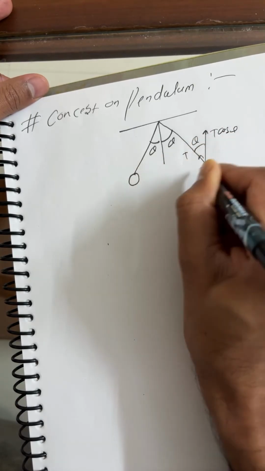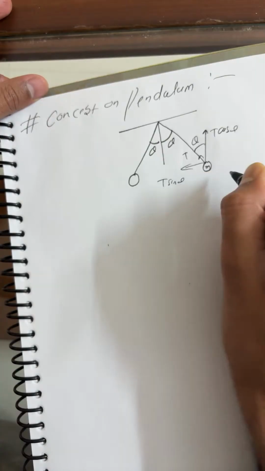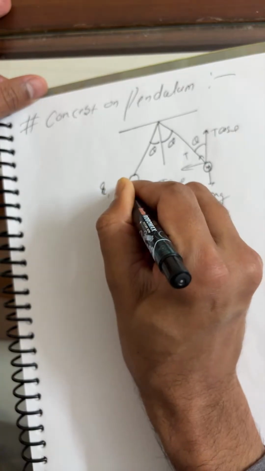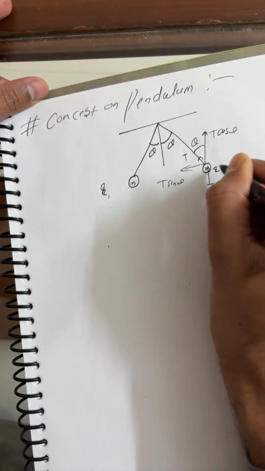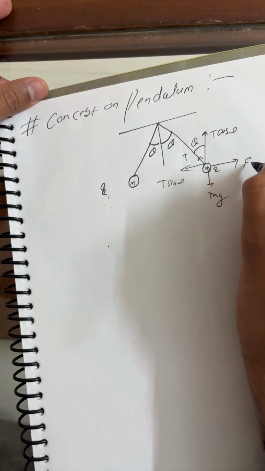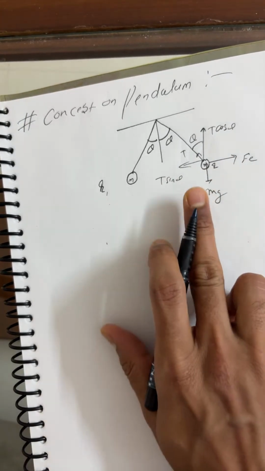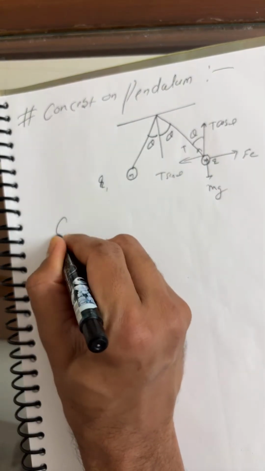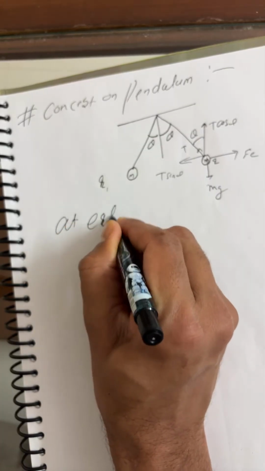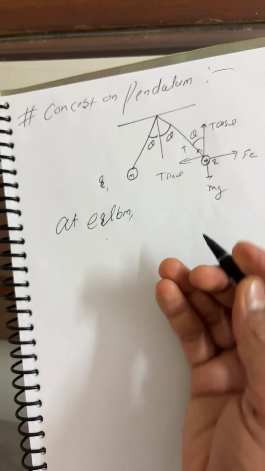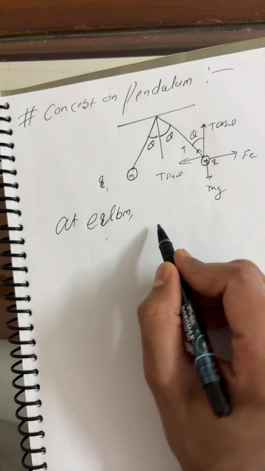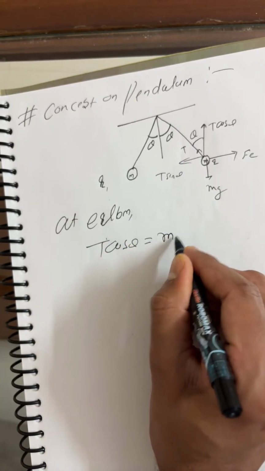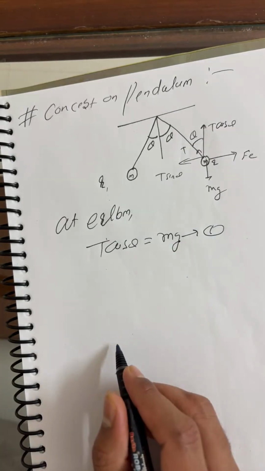So you can say this is T cos theta, this is T sin theta, and this is mg. Both have mass m and the charge also remains the same, so like charges repel each other. The system is in equilibrium. At equilibrium, just now I finished here, but still I'm repeating because I wanted to convey a few points. At equilibrium, T cos theta equals mg, say equation number one.